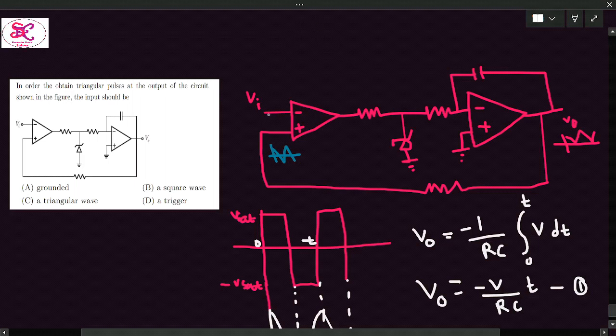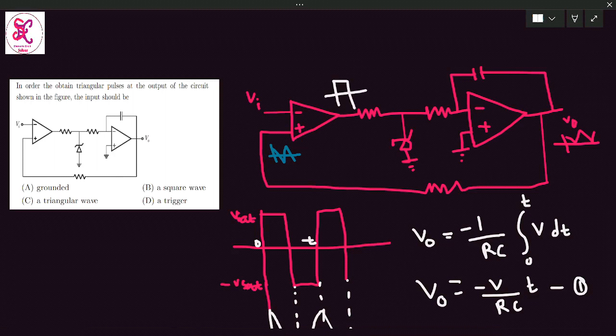So what will be the input to this comparator? In a comparator, we need a reference voltage to compare with the other terminal. Here the non-inverting terminal has the triangular wave, and we need a DC reference voltage, so that a square wave is generated at the output of this comparator. This input voltage is nothing but the reference voltage, and the reference voltage is a DC voltage. So out of these four options, the first option is right. The input is not square or triangular, and a trigger is also a pulse. So the right option is A, that is grounded, and this is the solution of this problem.